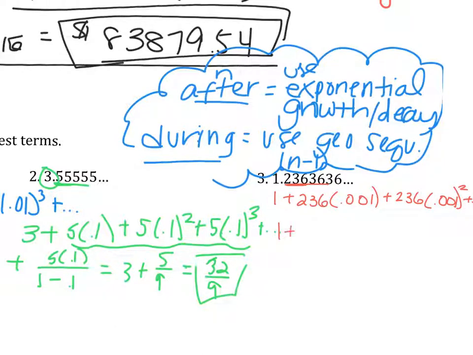So I have 1 plus. Now I can turn this into a geometric infinite series. A sub 1 over 1 minus r. So now I would type that in: 236 times 0.001 divided by 1 minus 0.001 plus 1, and then hit math, enter, enter. I get 1,235 over 999.